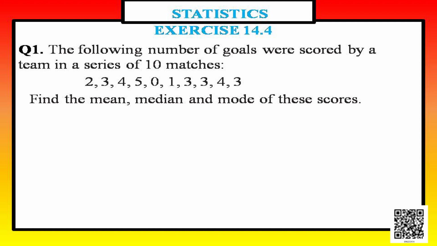Now to find the mean, first we add all the numbers and then divide it by 10, which is the number of terms given to us. So it is 2 plus 3 plus 4 plus 5 plus 0 plus 1 plus 3 plus 3 plus 4 plus 3, which is 28 divided by 10. So the answer for mean is 2.8.